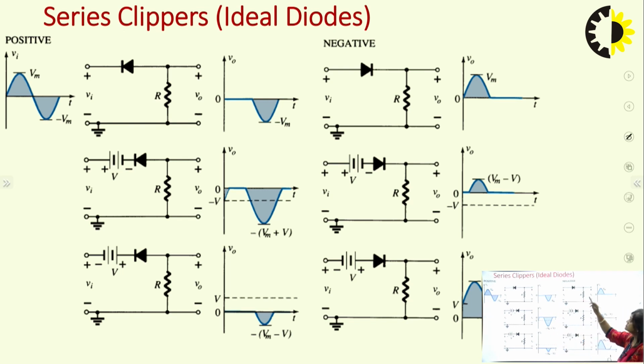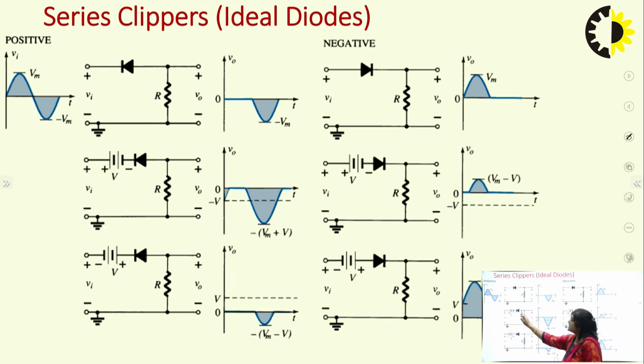This is also a simple clipper, and the orientation of the diode is opposite to the previous one. In this case the diode will be forward biased in the positive cycle of the input signal. This is our input signal. For this cycle the diode will be forward biased, and that's why we have output only for that cycle. For the negative cycle the diode will be reverse biased, an open circuit. That's why there is no output in the negative cycle, and it is called a negative clipper.